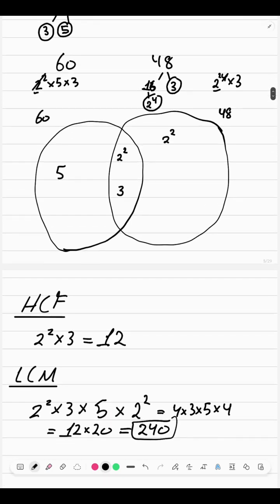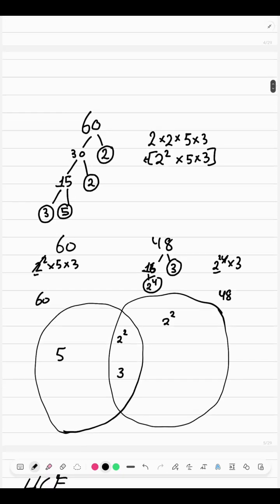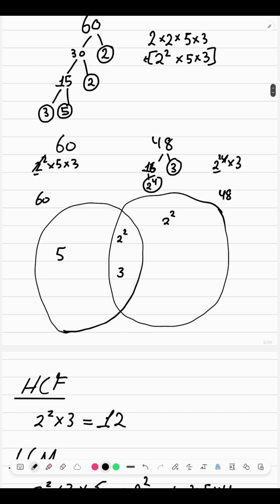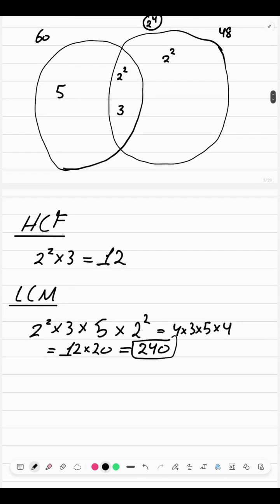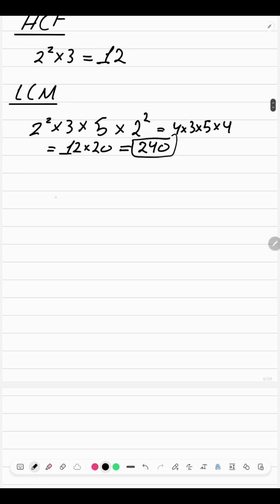This is how you can use the product of prime numbers of two numbers to find the highest common factor and the lowest common multiple between them. Have a go at finding the highest common factor and lowest common multiple of 56 and 392. Pause the video now and have a go.